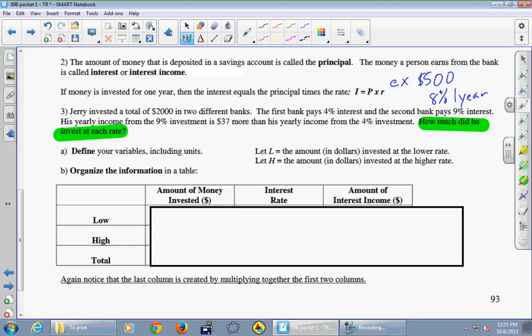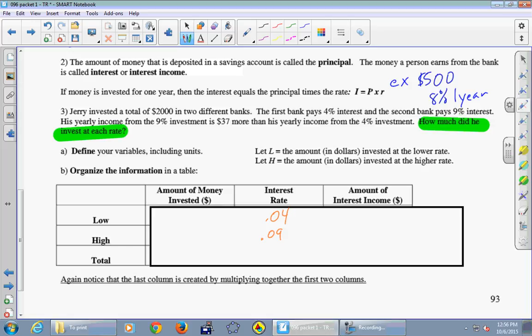Okay, let's start filling in our table. The interest rate, what's the low interest rate? As a number it is 4%, right? That's the lowest interest rate, but you're not going to put a 4 in the table. You're going to put 0.04. Every one of our percentages automatically gets changed into its decimal form. The high interest rate is 0.09. Again, the total 13% is meaningless. There's no 13% investment in this problem, so we'll leave it blank.